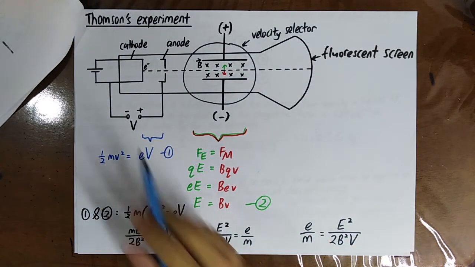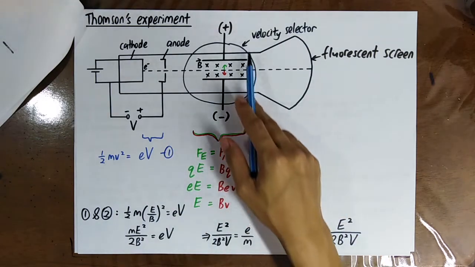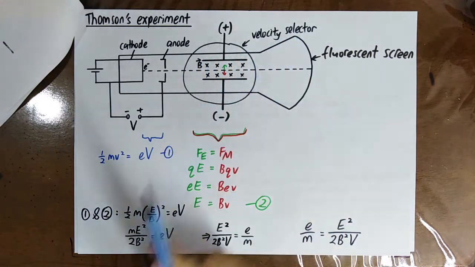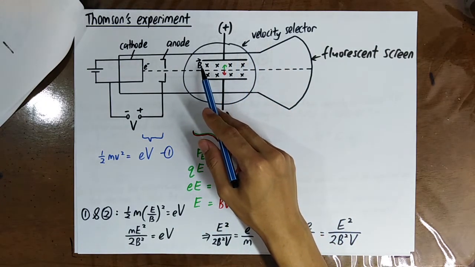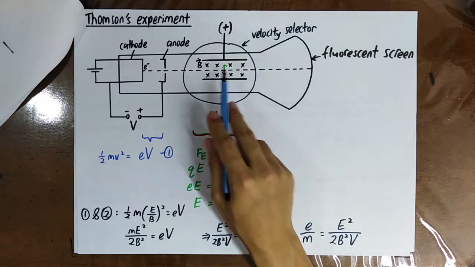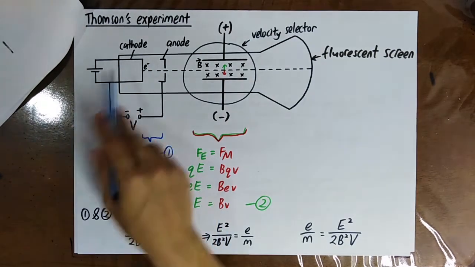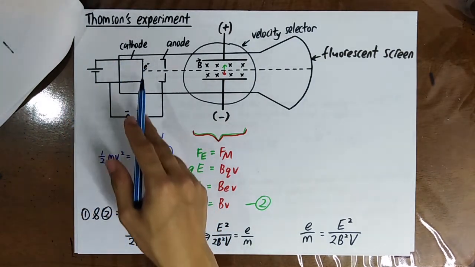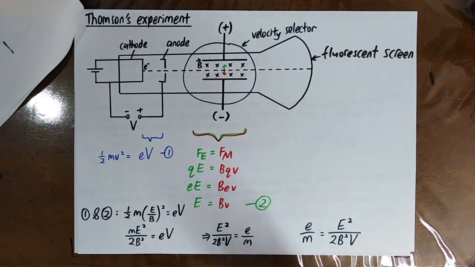For your information, J.J. Thomson is the first person to discover electrons. And then in this experiment, once again, you can find this velocity selector. You always know that inside the velocity selector, you have the magnetic field, and then you also have the electric field. And the magnetic field will always be perpendicular to the electric field. This is the cathode, a negatively charged terminal. This is an anode, a positively charged terminal.